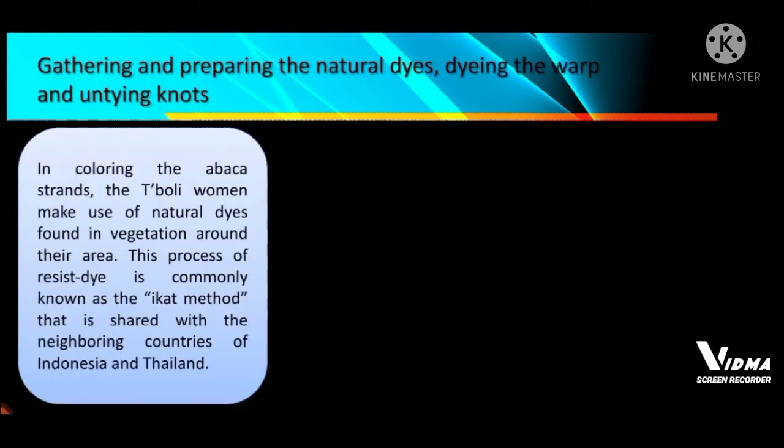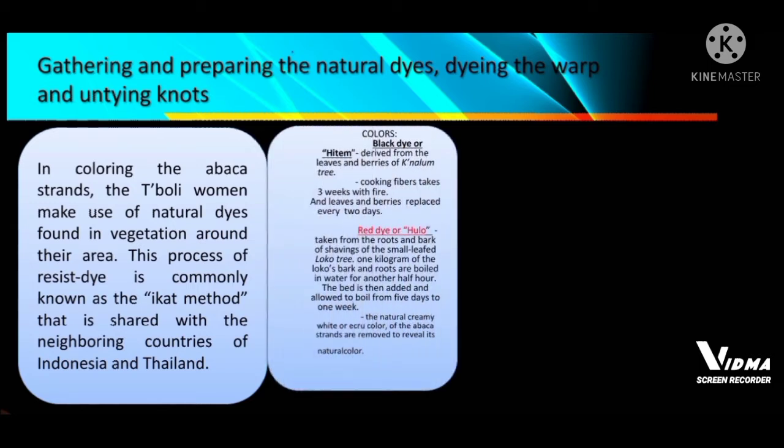The next step is gathering and preparing the natural dyes, dyeing the warp and untying knots. A tinalak is defined by using the three traditional colors: black, red, and white. In coloring the abaca strands, the T'boli women make use of natural dyes found in vegetation around their area. This process of resist dye is commonly known as the ikat method that is shared with the neighboring countries of Indonesia and Thailand. In colors, black dye or hitem is derived from the leaves and berries of the kinalum tree.